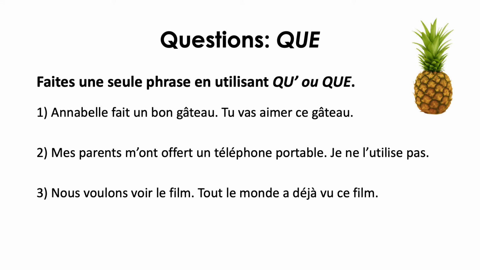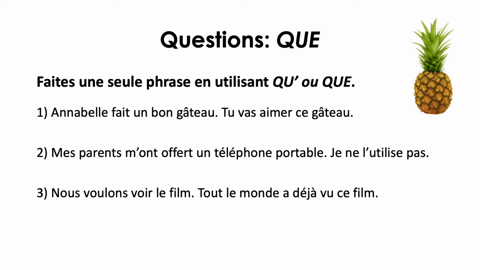Okay. We are going to practice with que, and we're going to make one sentence out of 2. We're going to do 1 together, and then you're going to pause the video and do 2 and 3 by yourself. Faites une seule phrase en utilisant que. Now, for this relative pronoun, we are able to omit the final E and make it an apostrophe. And we do this when it comes before a vowel. However, we will never do this with qui. You always leave the final I. All right, let's look at 1 together.